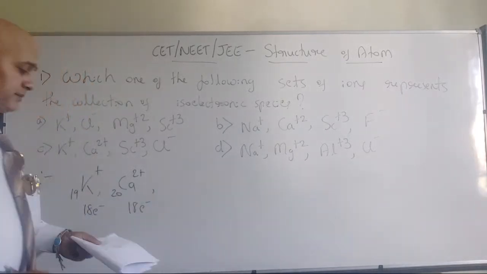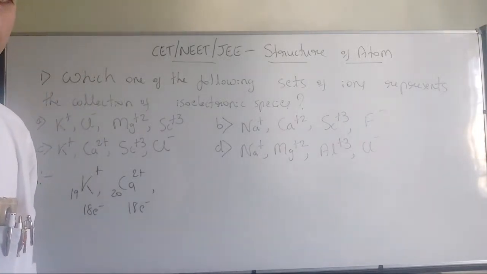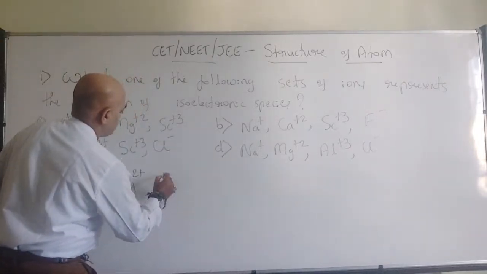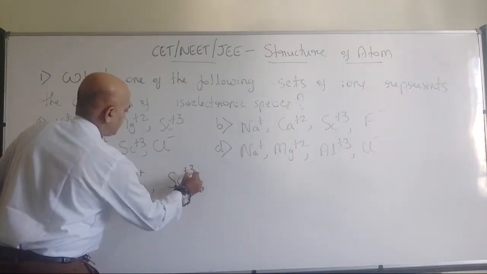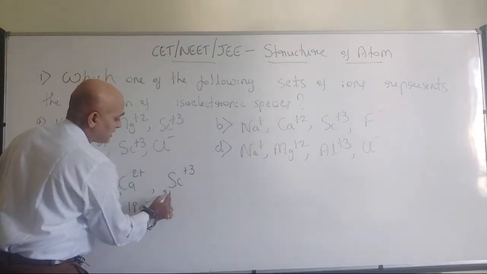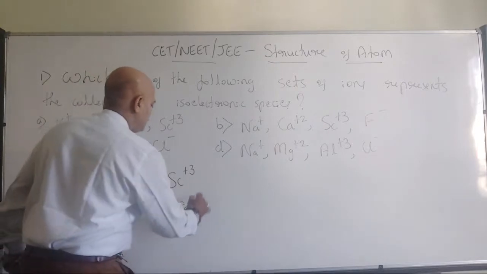What about scandium? What is the atomic number of scandium? Yes, very good. Once again, they are the neighbors. Scandium plus 3, 21. So plus 3 means 3 electrons are lost. So from 21 minus 3, that is once again 18 electrons.